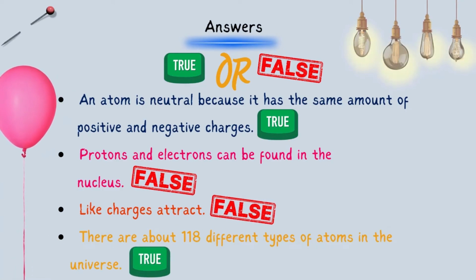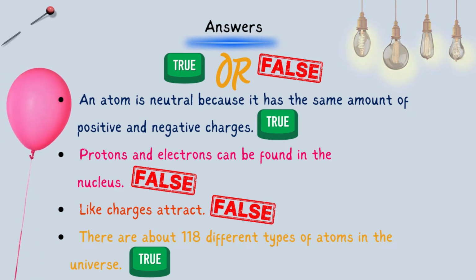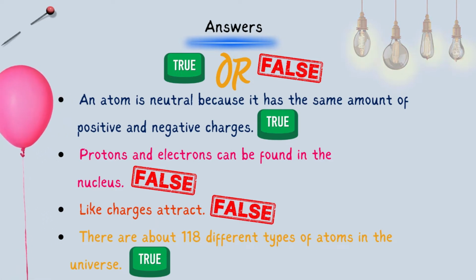Answers. So an atom is neutral because it has the same amount of positive and negative charges. Protons are found in the nucleus, while electrons are found in the energy levels or orbitals. That's why that statement is false. Like charges do not attract each other, they actually repel each other. So that statement is false. The last statement is correct. There are about 118 different types of atoms in the universe.